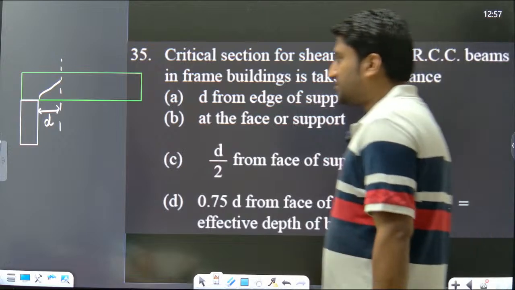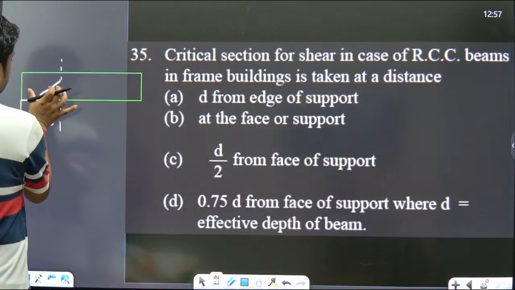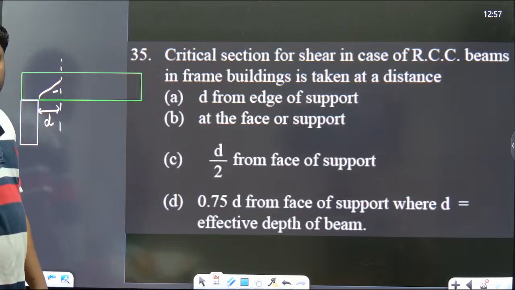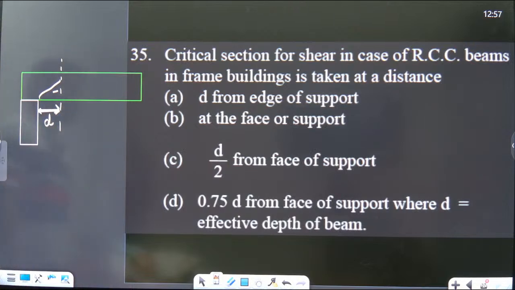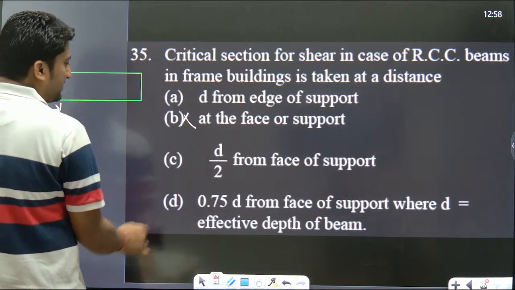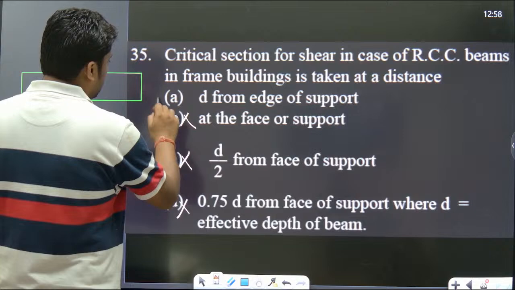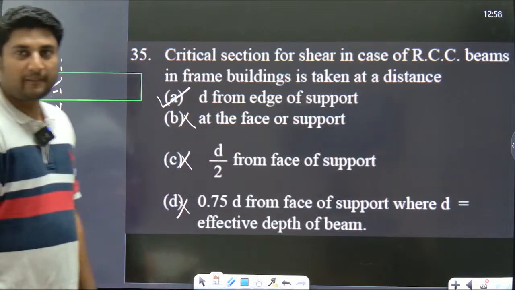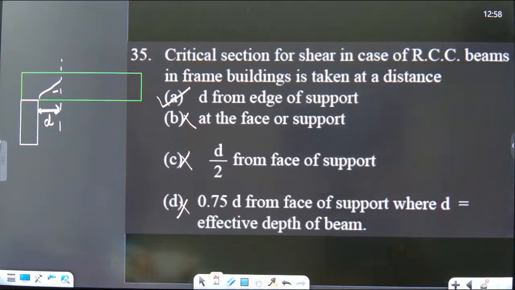Where there is a maximum shear. The IS code assumes that within this depth there is equal shear. So the critical section for shear in case of RCC beam in frame building is taken at a distance D from the edge of the support. D by 2 from the face of the support is not the correct answer. 0.75 D from face of support, where D is effective depth, no. Option A is the correct answer: D from the edge of the support. Understood everyone? Clear?